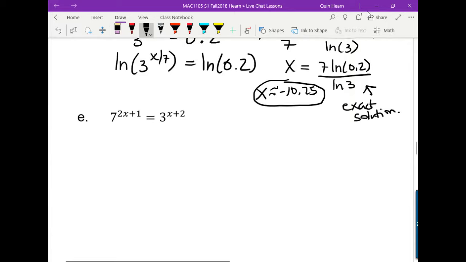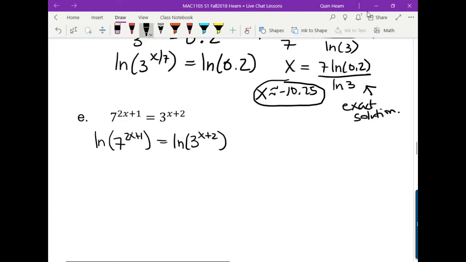So we have two exponential expressions with two different bases. We cannot write them as the same base because 7 and 3 are both prime numbers. They're not going to be powers of the same number. So what we're going to do is take the natural log of both sides. And the whole reason for doing this is just so that we can get those variables out of those exponents.